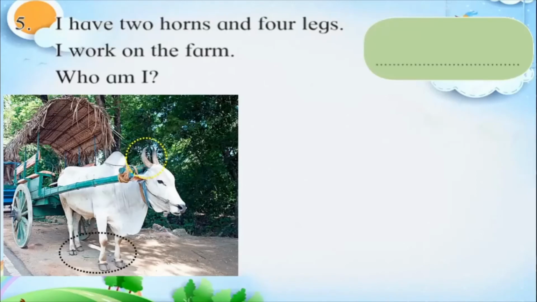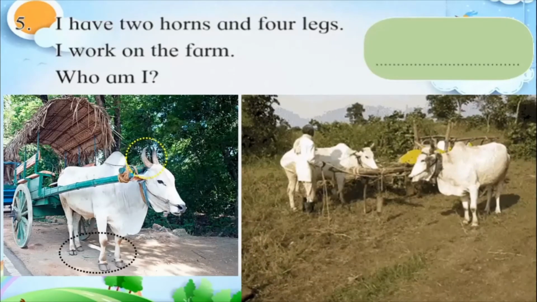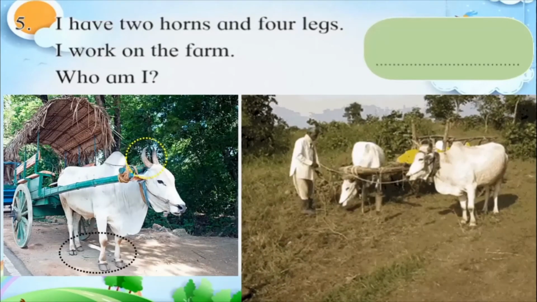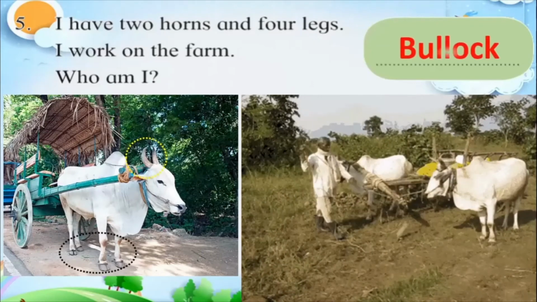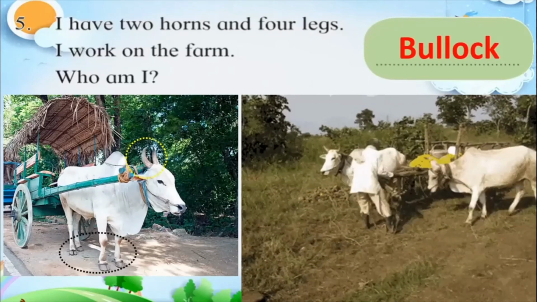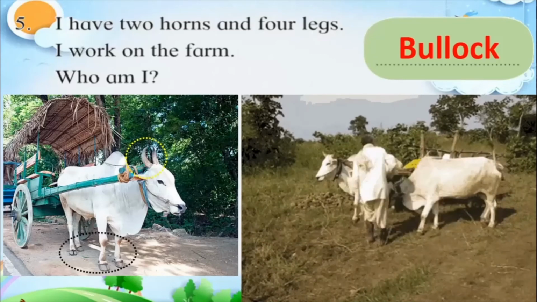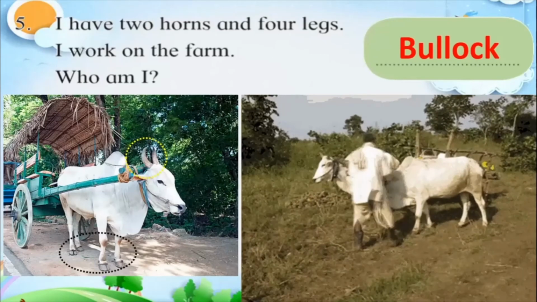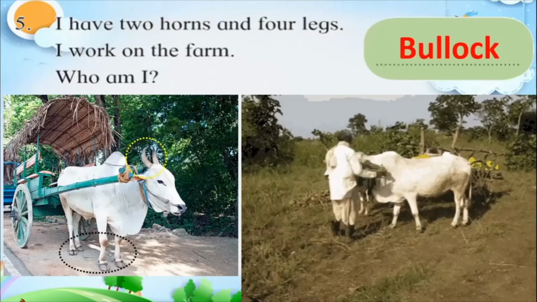It has got 4 legs, and it works on the farm. See? So what do you think this animal is called? Let us read its name from here. It is the bullock. See how it is working on the farm? It helps the farmer pull the cart and plow the fields. So it is a bullock.